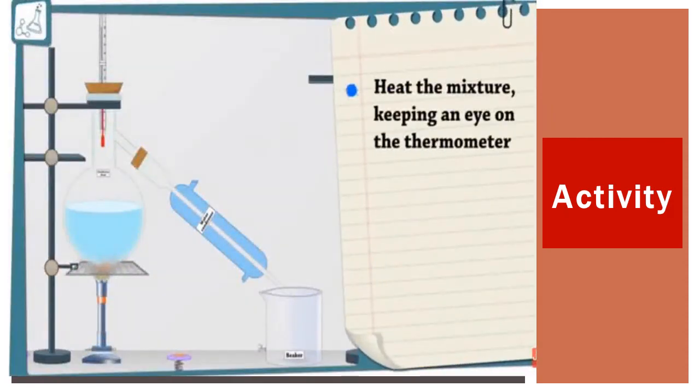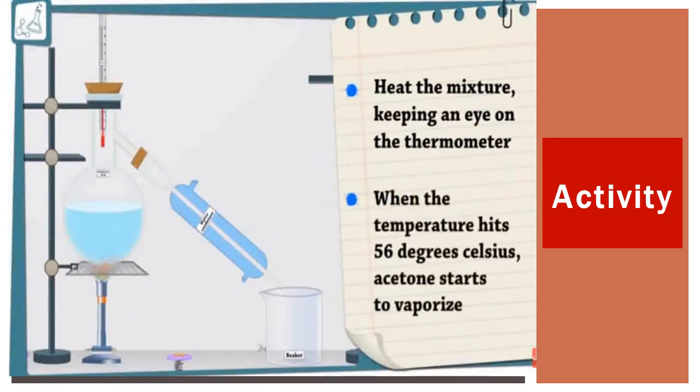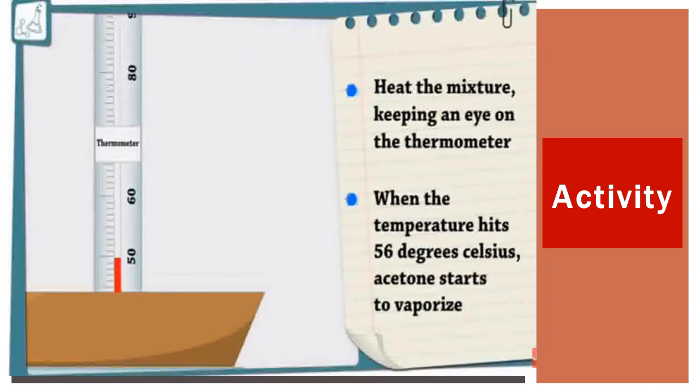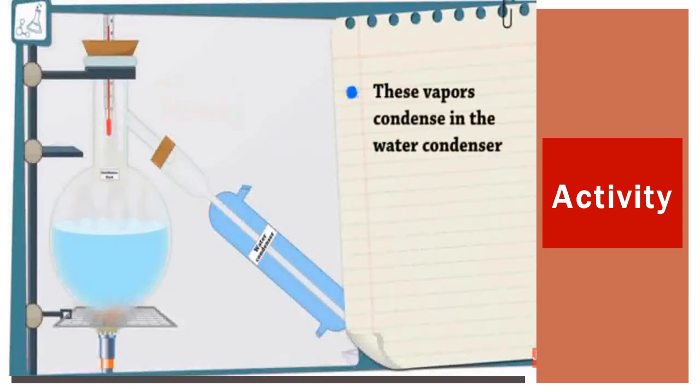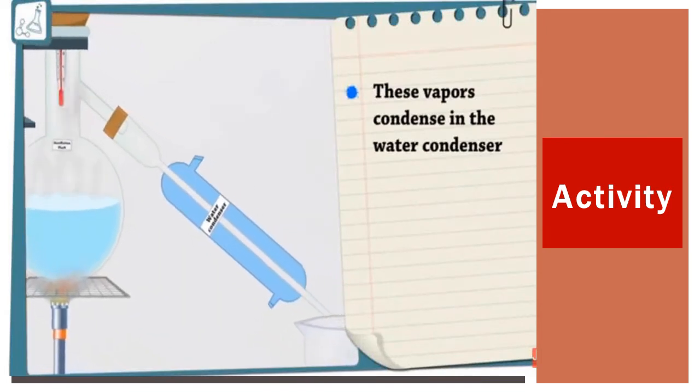Heat the mixture, keeping an eye on the thermometer. When the temperature hits 56 degrees Celsius, acetone starts to vaporize. These vapors condense in the water condenser.